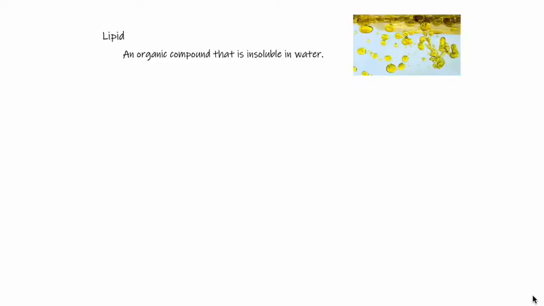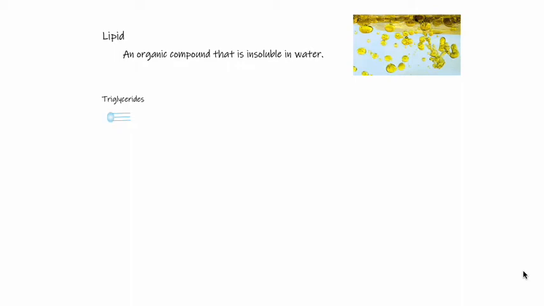So first off, what is a lipid? A lipid is an organic compound, meaning it's comprised primarily of carbon and hydrogen, and it is insoluble in water. So it is lipophilic, it is hydrophobic is another way to state that. There are a variety of lipids in our body. We're going to break these down into three major categories.